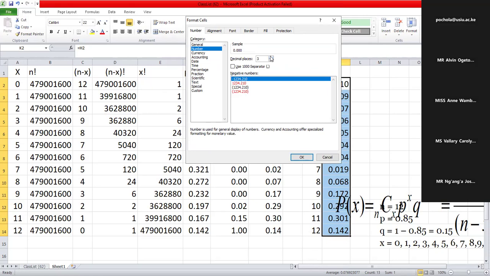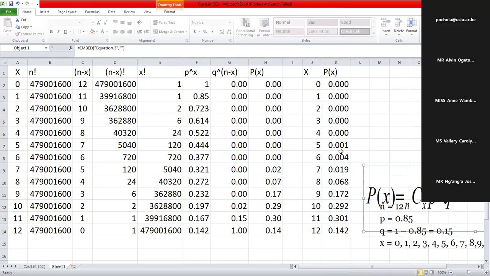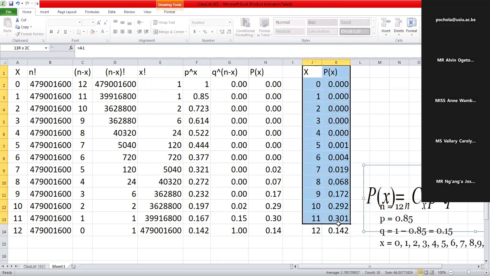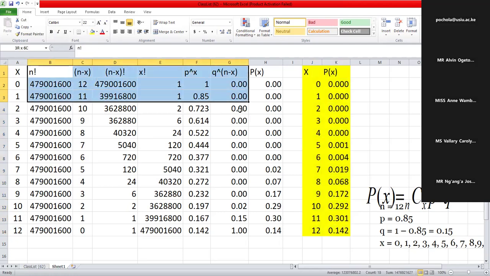To 3 decimal places, and we are done. So that's your table. That is the most important. That's the table. This is the probability distribution of the random variable x. Here's one here. Everything else in between are methodological.